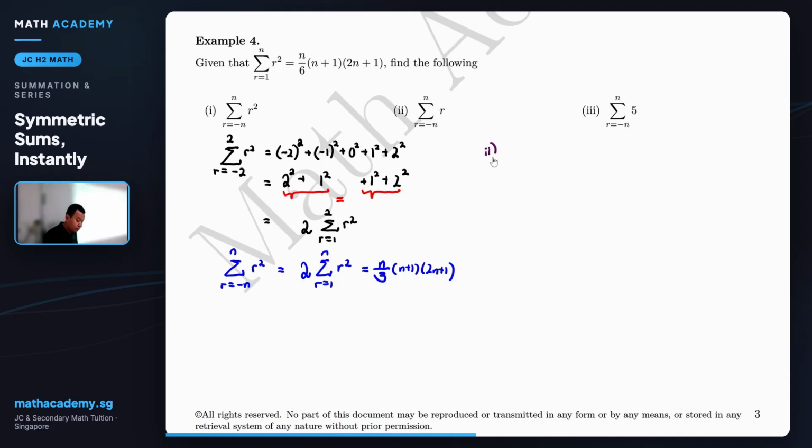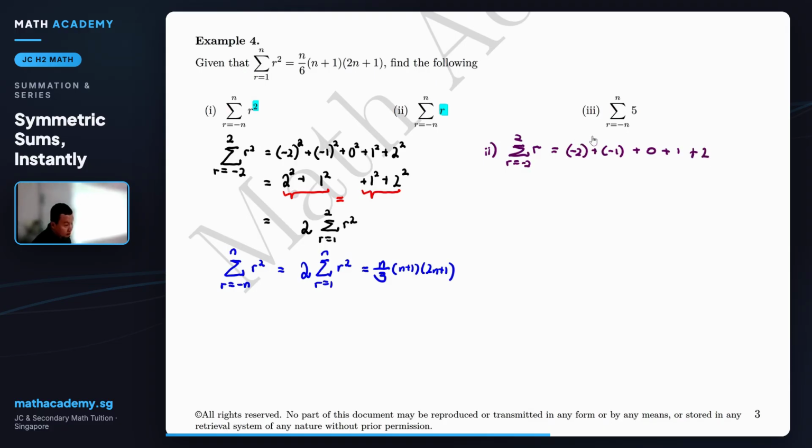Okay, part 2. The change that I made is that from r squared, it's now an r. Again, let's just use a small example. Suppose I'm trying to sum r from minus 2 to 2 of r. Let's write down the values again if it's minus 2 to 2. So you get minus 2 plus minus 1. Then we get 0, 1, 2.